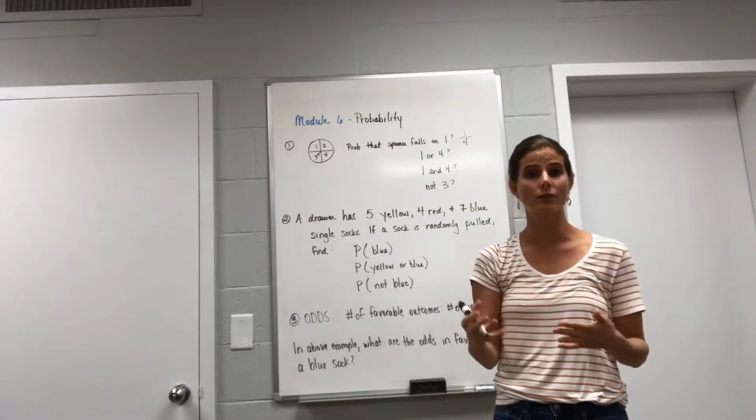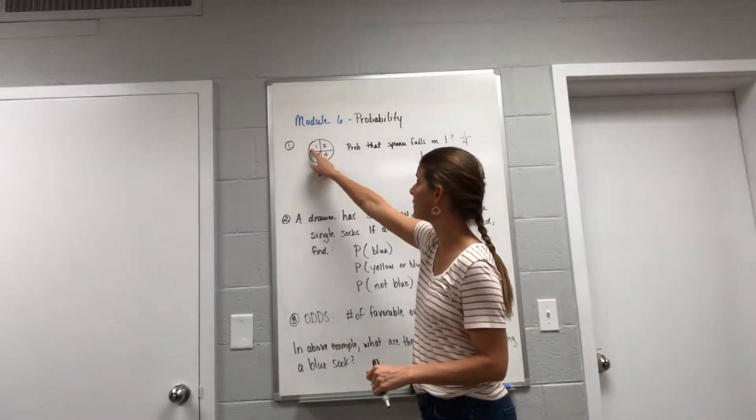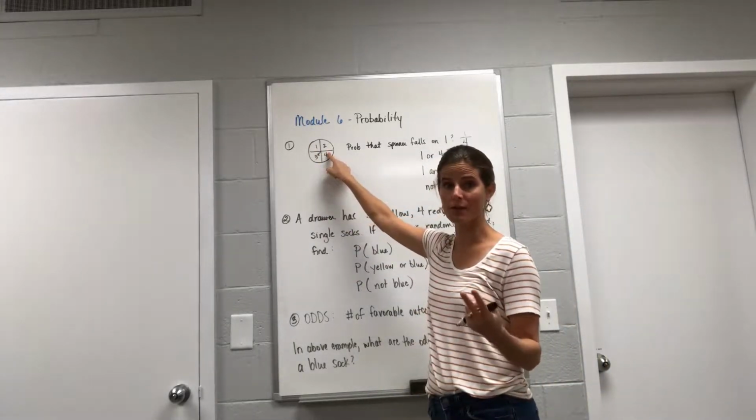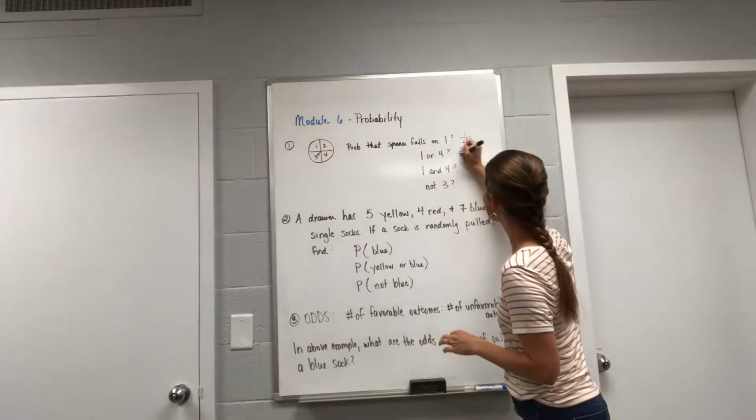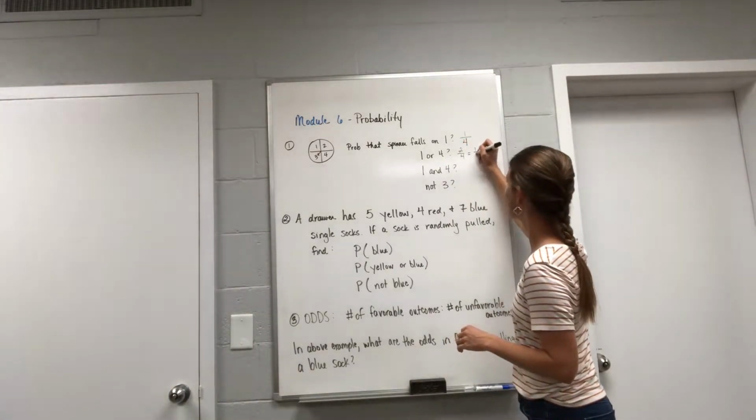If we look at the probability that it falls on 1 or 4, what are the possibilities that it falls on a 1 or a 4? Well, it could fall on 1 or it could fall on 4. So there are 2 possibilities out of the total 4, and that reduces to 1/2.